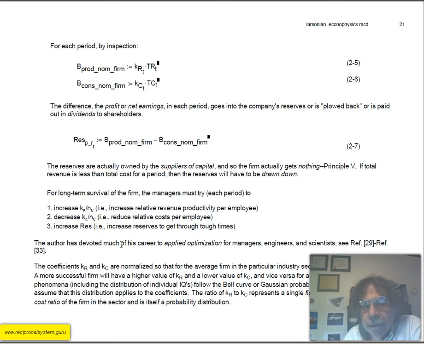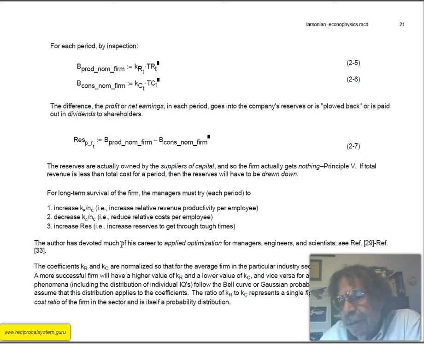And I've devoted much of my career to applied optimization for managers. That's my optimal manager software package. Engineers, that's my optimal engineer software package. And optimal control designer. And I also have optimal scientist for scientists. And you can see references 29 through 33 for those.